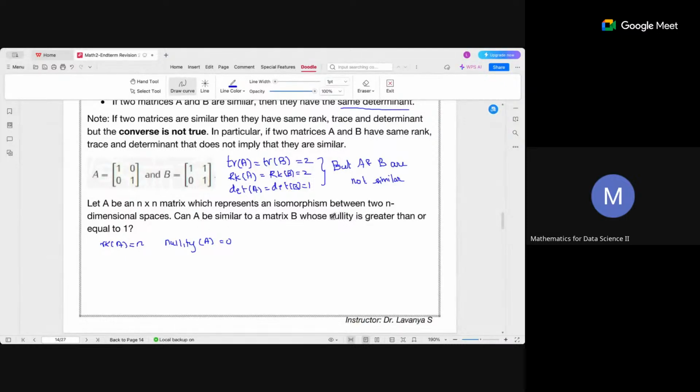So A and B are similar. Now, can A be similar to a matrix B whose nullity is greater than or equal to 1? Is it possible? No, ma'am. Right. If A and B are similar, then the rank and the nullity of A are equal to the rank and the nullity of B. So the nullity of B is 0. Okay, so the answer is no. Any doubts? Clear, right? Okay.